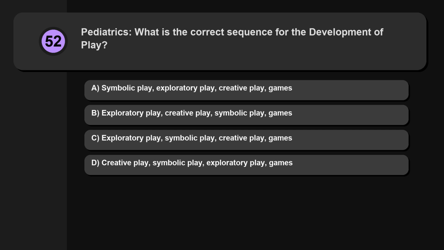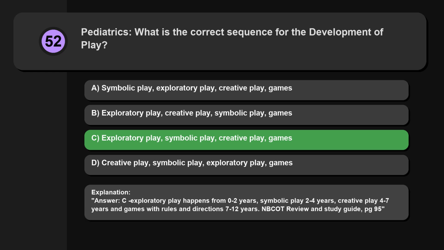Question 52. Pediatrics. What is the correct sequence for the development of play? Option A, symbolic play, exploratory play, creative play, games. Option B, exploratory play, creative play, symbolic play, games. Option C, exploratory play, symbolic play, creative play, games. Option D, creative play, symbolic play, exploratory play, games. The correct answer is option C, exploratory play, symbolic play, creative play, games.